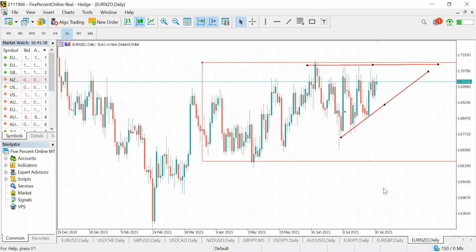But if I was trading this pair, this is not a pair I trade, but if I was trading this one, I would be trading the long side. Okay, I would wait for a break and then a retest and then continuation higher. Not much. Pound yen.